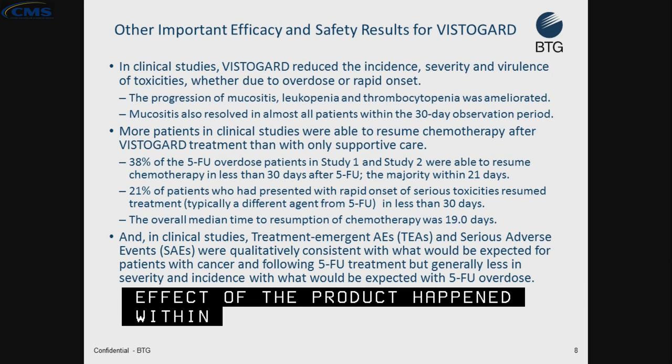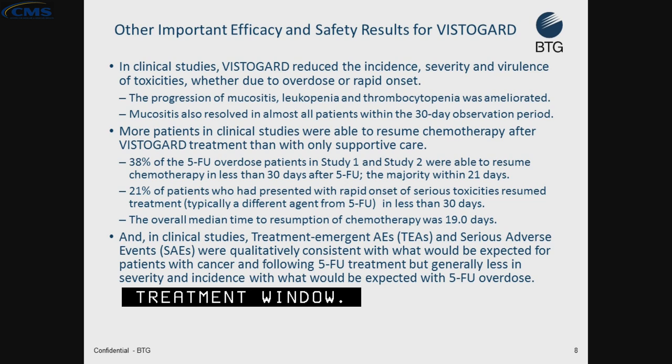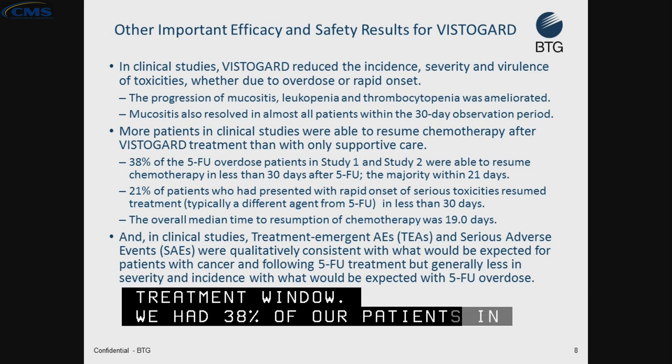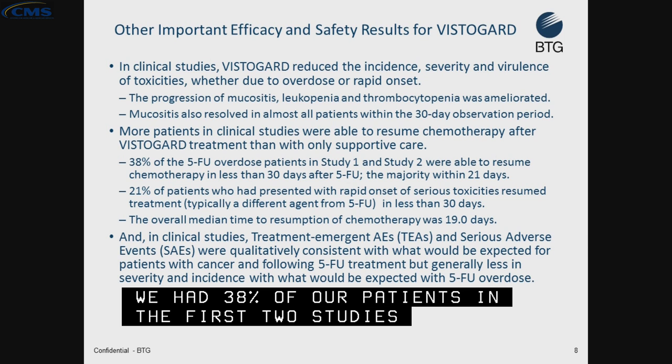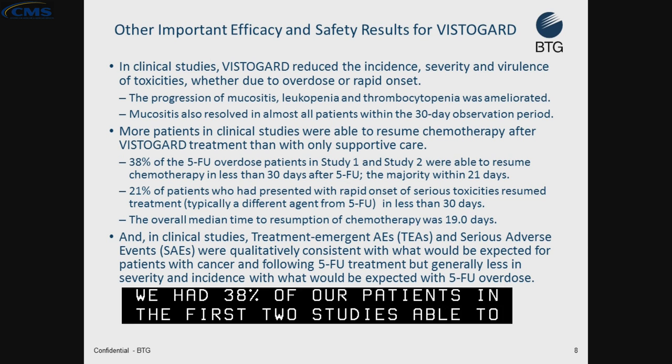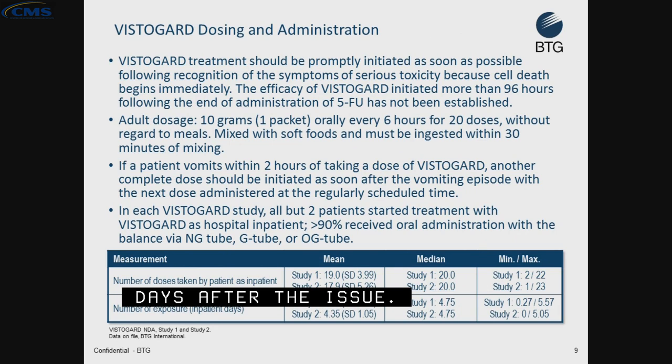We had about 38% of our patients in study one and study two who were able to resume chemotherapy within 30 days after the 5-fluorouracil issue. And the median time to resumption of chemotherapy was 19 days. So really quick, the dosage and administration is based on our clinical trials.